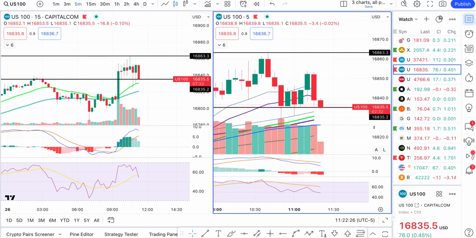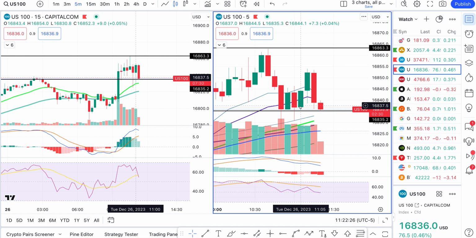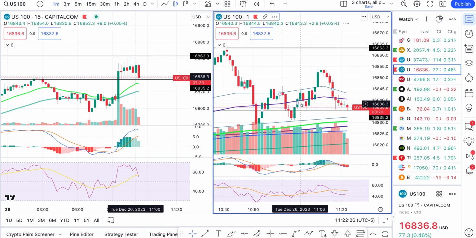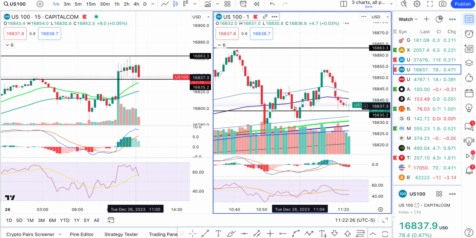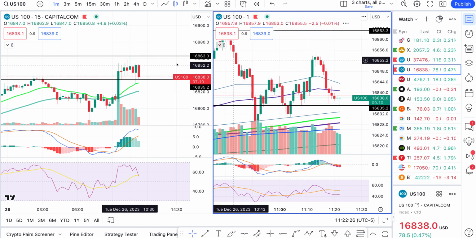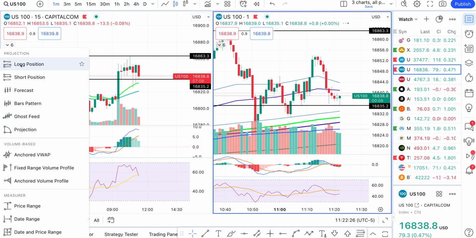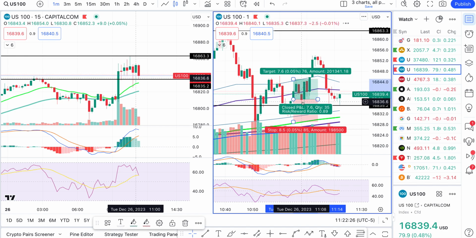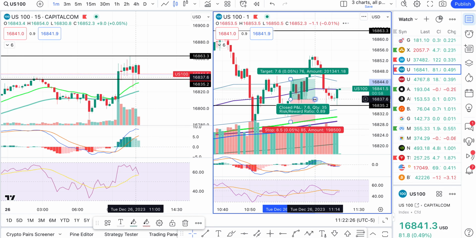As the second green bar in the double bottom pattern was forming, I went ahead and got long. Let me switch this to the 1 minute so you can see a little better. I got long right about here. The trade went up a little, and then it came right back down, stopped me out, break even. So I was like, okay, maybe I'm just too early.